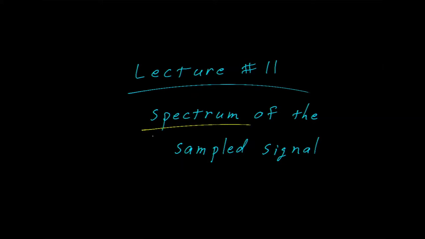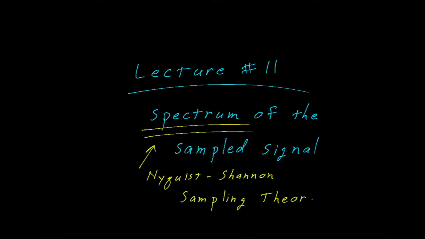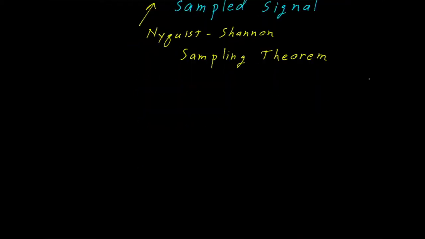Let's talk about the spectrum of a sampled signal. When we do that, we'll have a better understanding of something called the Nyquist-Shannon sampling theorem. Let's start with a block diagram showing all of the components together.